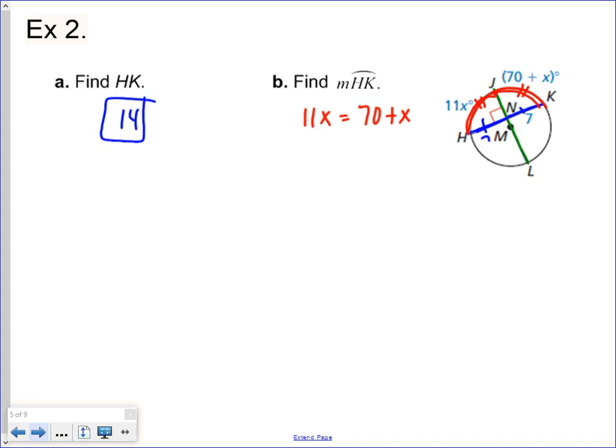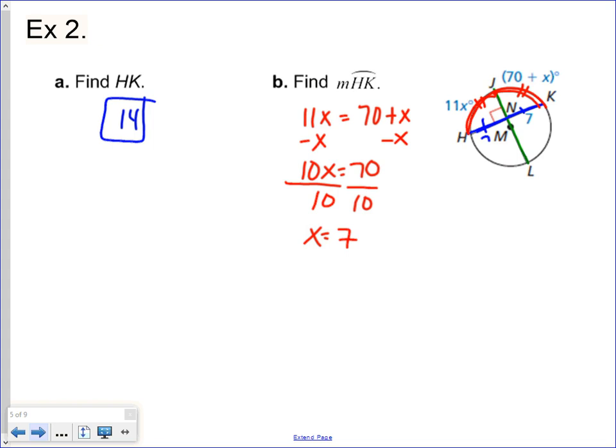Okay. Now, it's a two-step equation. Minus the x over, we get 10x equals 70. Divide by 10, and x equals 7. Now, the arc measure is not 7 degrees. 7 degrees would be super, super tiny. So what do you think we need to do with that 7?